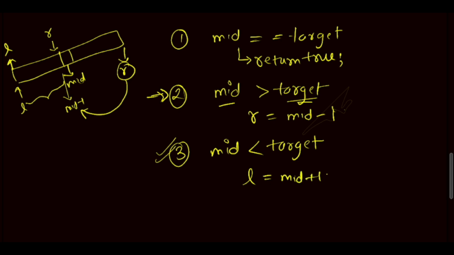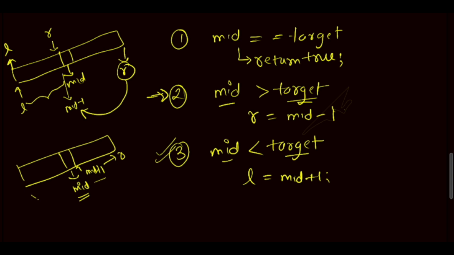If you haven't understood this one: if your mid element is less than the target, which means this element is less than the target you're looking for, then your target should lie from mid plus 1 to R, right? So your L should get updated to mid plus 1. So that's how it works. Let me write the algorithm now.